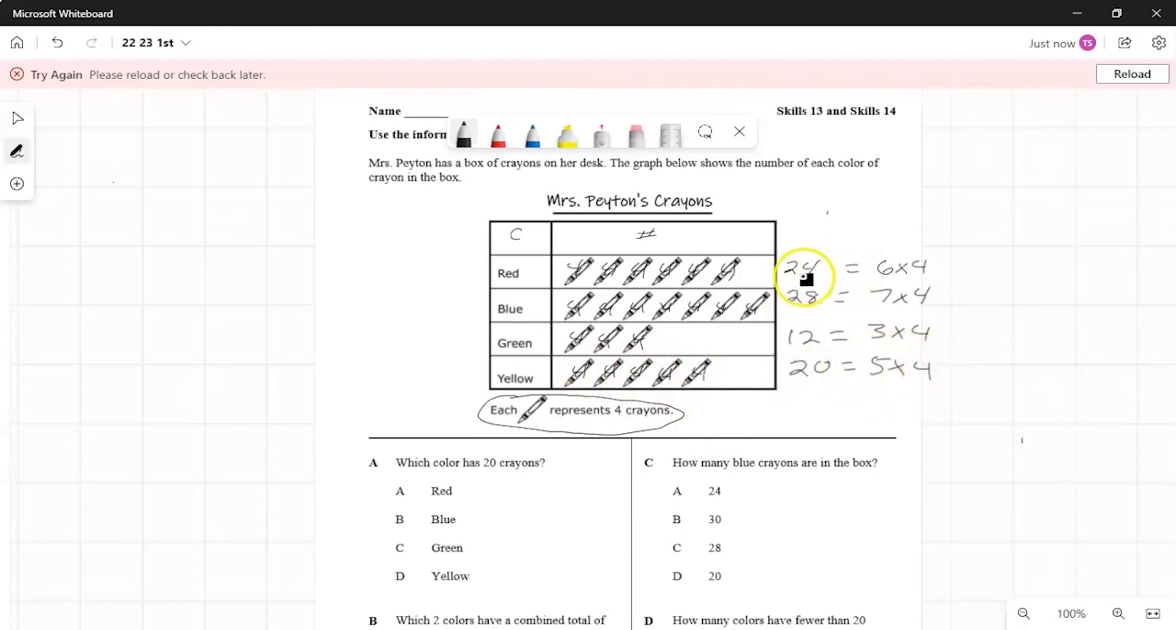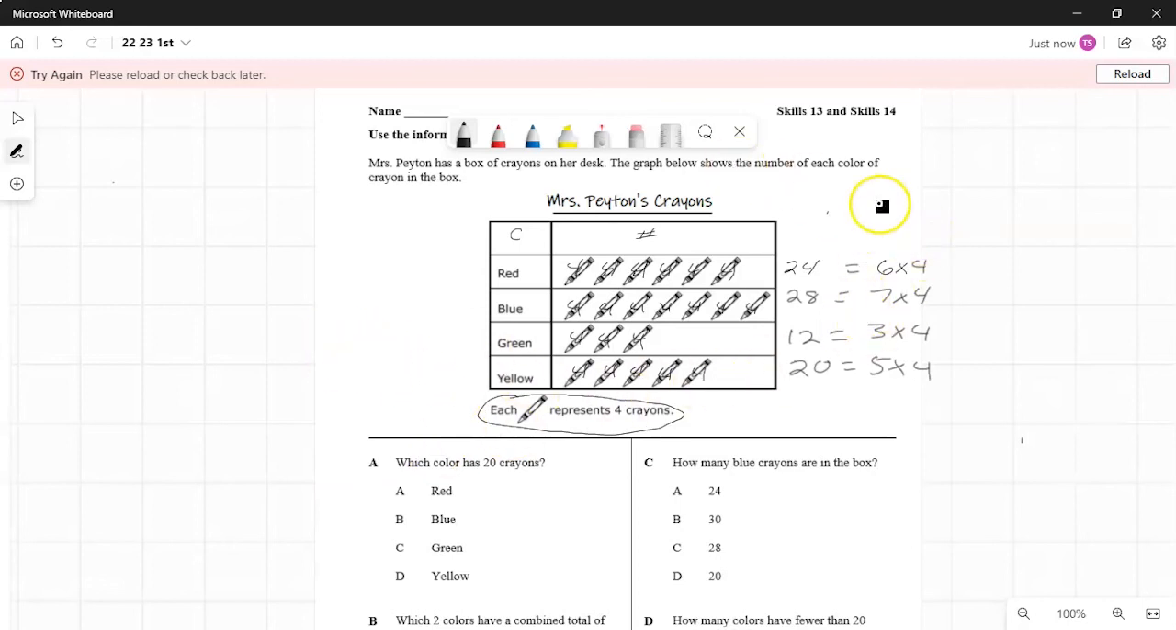And you can see I did it backwards than how you normally see it. I normally will see the problem, then you'll say it equals the answer. This is still an equation. 24 is equal to 6 times 4. 28 is equal to 7 times 4. 12 is equal to 3 times 4. And 20 is equal to 5 times 4. It's just a different way of doing it, but still they're equal on both sides.